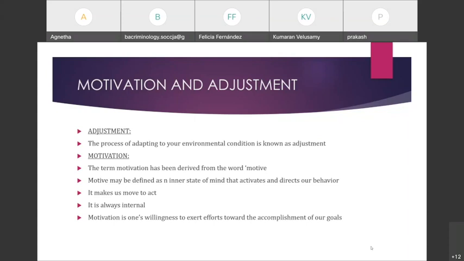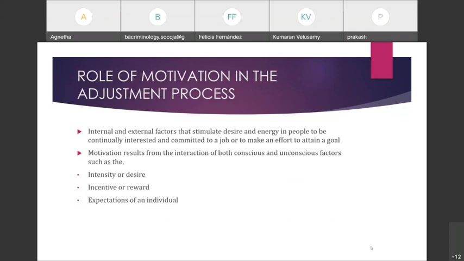Motivation, we already know, is nothing but someone's inner self and how that inner self drives someone to achieve particular goals. That is what we have already established about motivation. So now we are going to look at how motivation plays a role in the adjustment process. We have internal and external factors that stimulate desire and energy in people to continually be interested and committed to a job or to make an effort to attain a goal that we have already made.